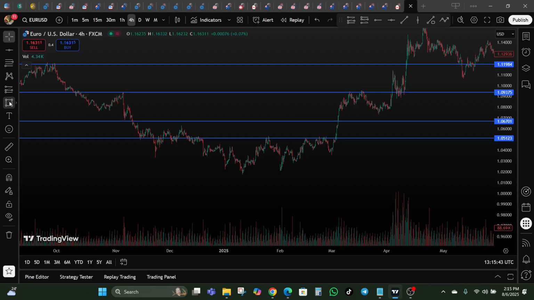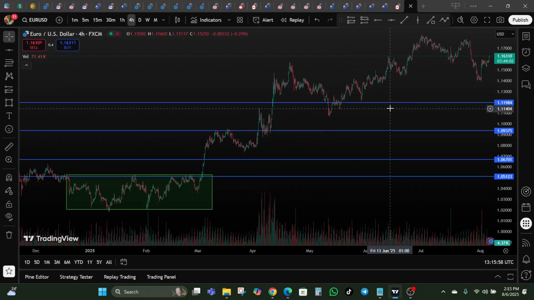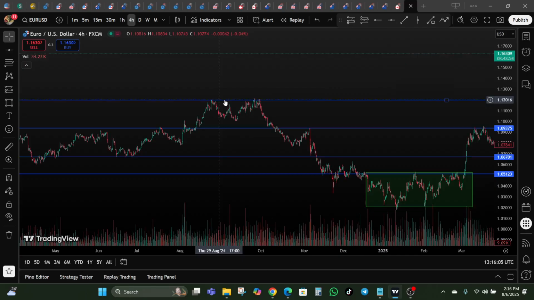And then, of course, you mark out your support and resistance levels where you have rejections of at least 2 points. And then areas where you have price creating double tops or double bottoms. For example, you can see this and this, double tops. So you mark out those areas.